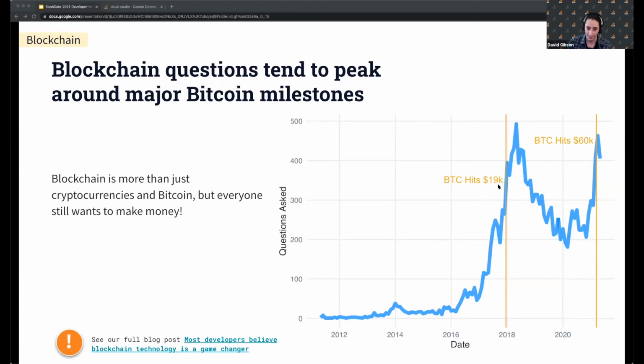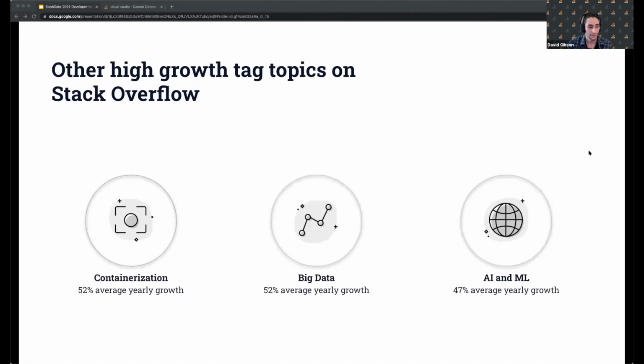So you can see when it first hit 19,000 and then when it hit 60,000 earlier this year, or was it late last year? Can't remember, but you can definitely see that as it hits those milestones, we're seeing the questions peak at the same time.